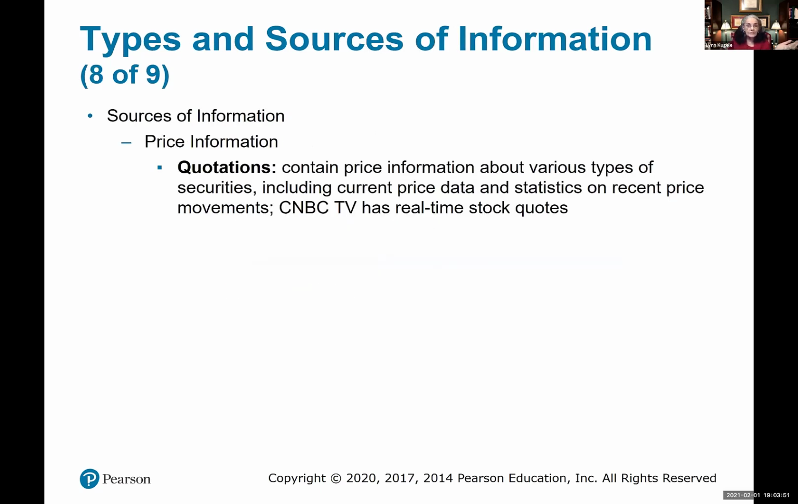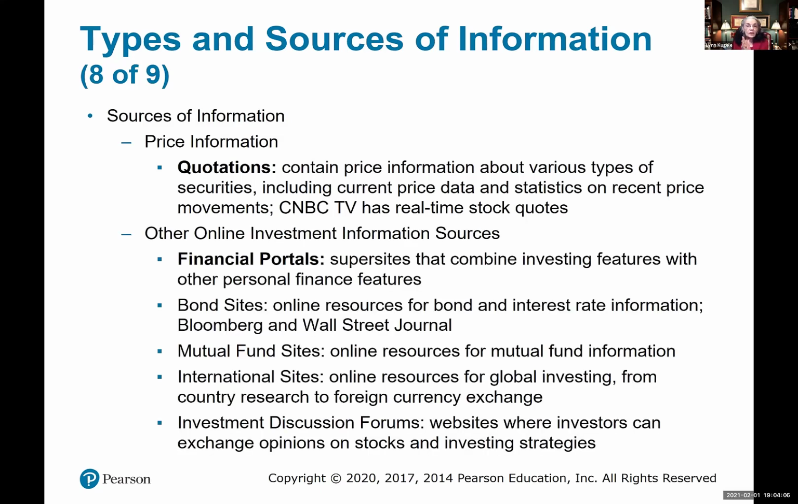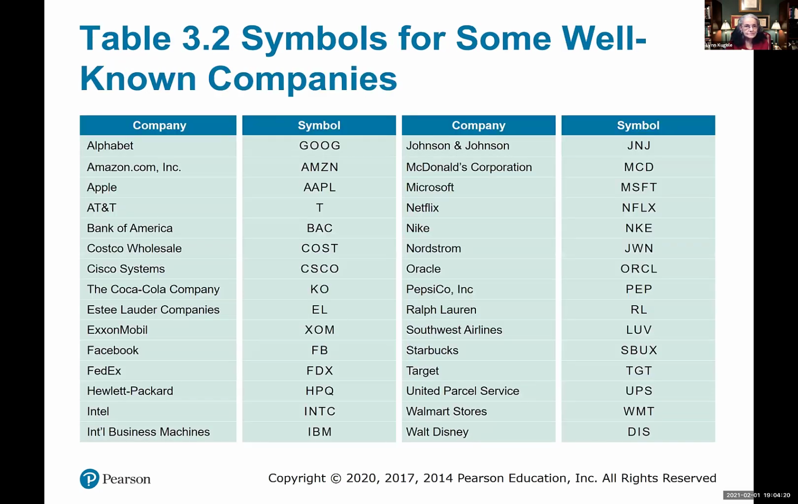Now, price information. This is so easy. We can all get it. You can get it on your phone right now. You can get it on Yahoo at any time. Current price data, how the price has moved over the year, over the day, whatever. There are a lot of financial portals. There are bond sites. There are specific mutual fund sites. There are international sites, and there are discussion forums out there. So, ton of information. Hard to figure out which is good and which is not.